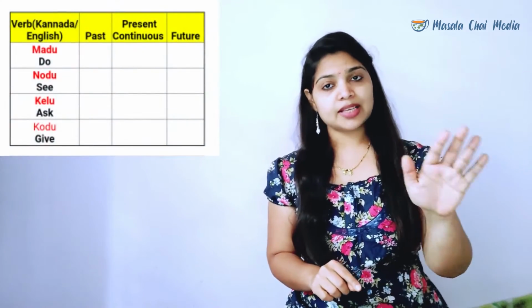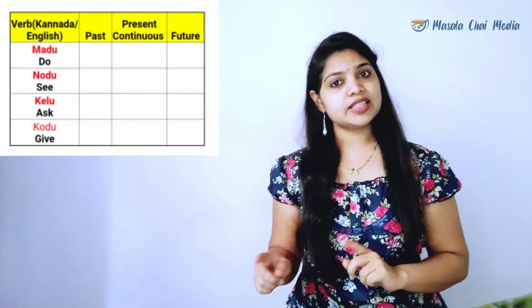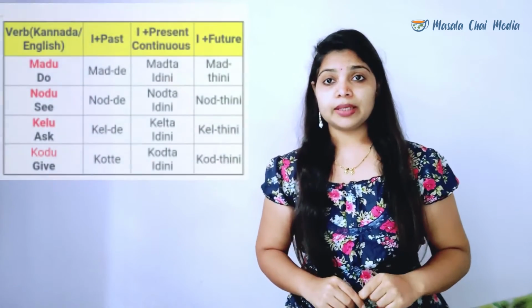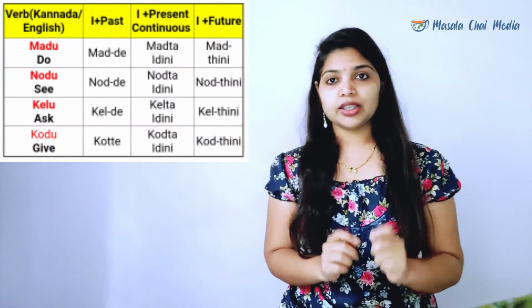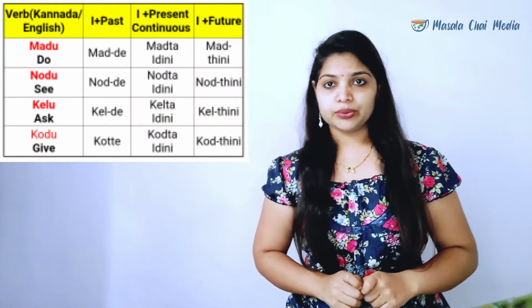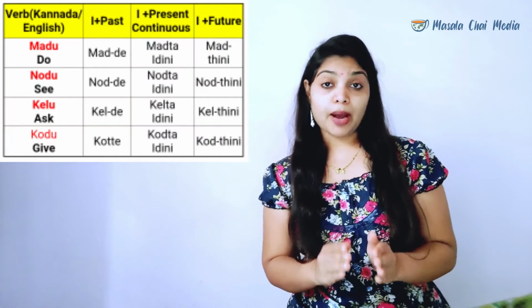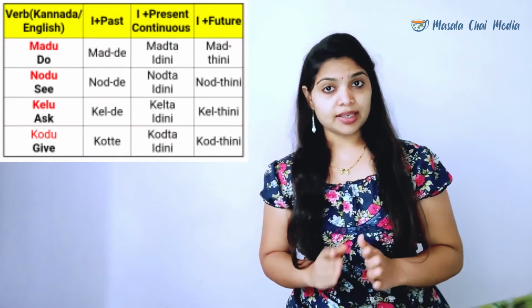When you want to address yourself or your action, the verbs change differently, and when you want to explain about others, the verbs change differently. So first, let's look at how we explain our own activity in Kannada. Make a tabular column with verb, past tense, present tense and future tense. Verb 1, madu, do. Do means madu. The past tense will be madde.